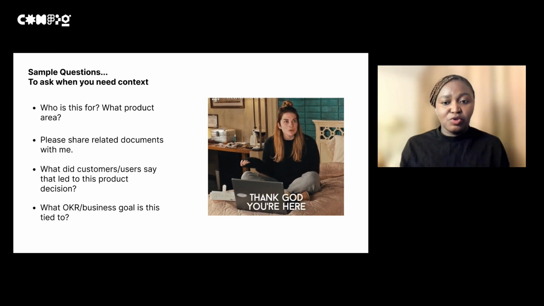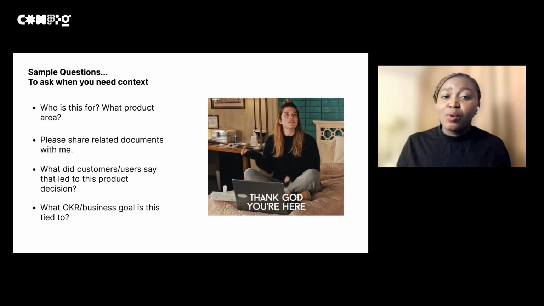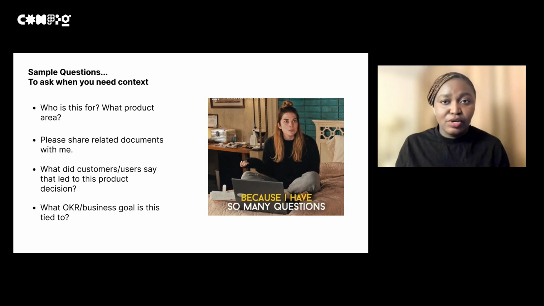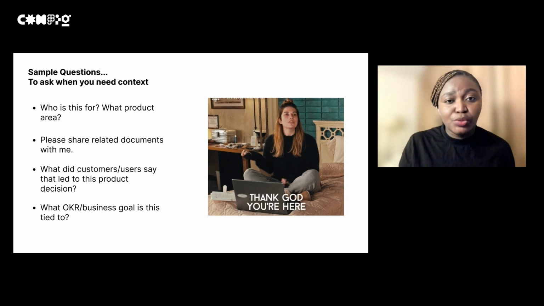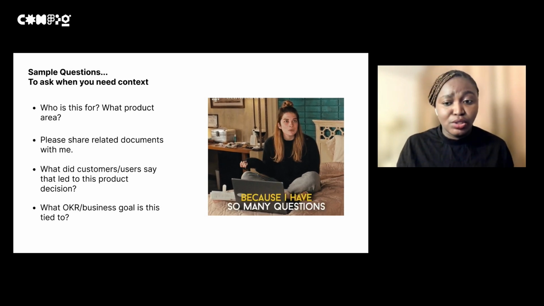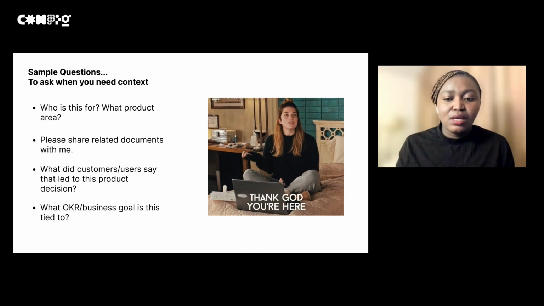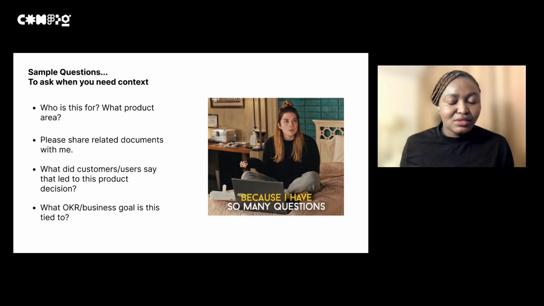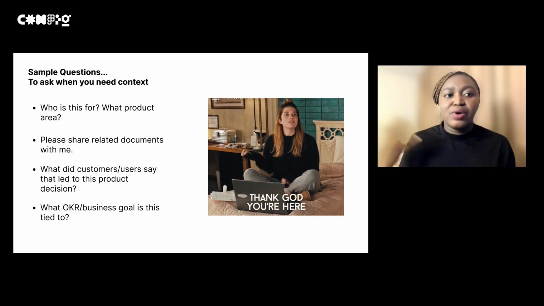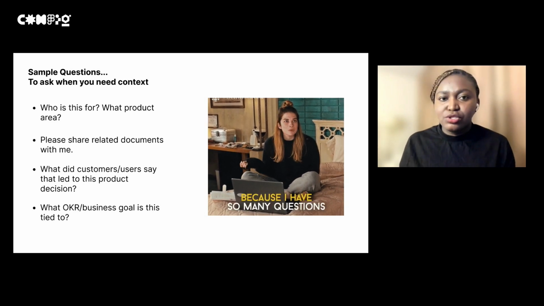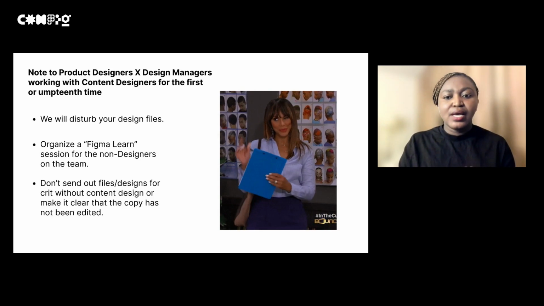Now, these are some questions you might need to ask if you need context. Who is this for? What product area is this? For example, in my products, we have different product areas. Does it overlap? What are the related documents that we need? What previous designs were done? What did the customers or users say that led to this product decision? And most importantly, what OKR or business goal does this tie to? We have to be careful as content designers, before you know it, you're doing work that doesn't tie to any OKR, and when review comes, it's a problem. So be very specific and ask what business goal this is tied to.